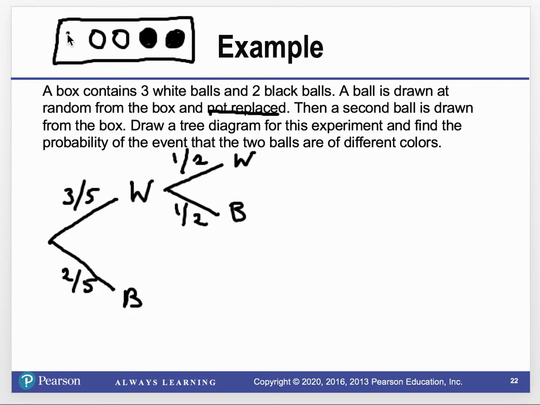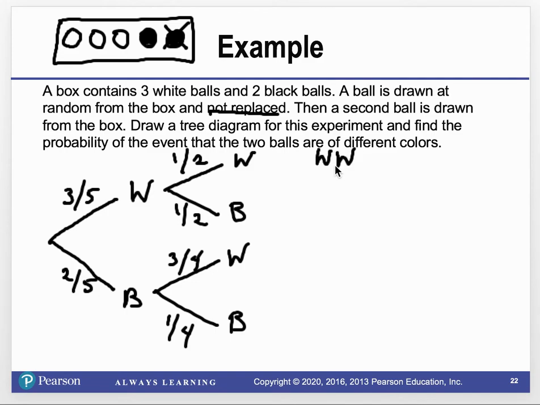Had you drawn a black ball without replacing it on the first draw, your new box you're reaching into looks like this. So once again, you still have white ball and black ball choices, but your probabilities have changed. The probability you're going to get a white ball now is 3/4, and the probability you're going to get a black ball is 1/4.